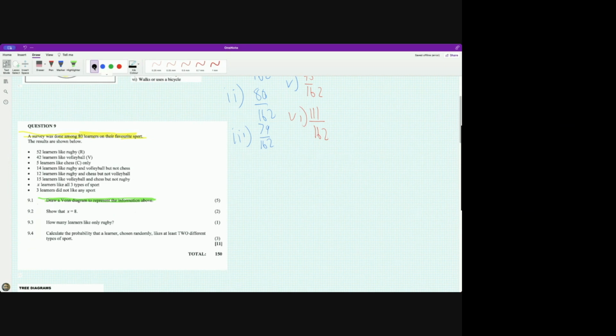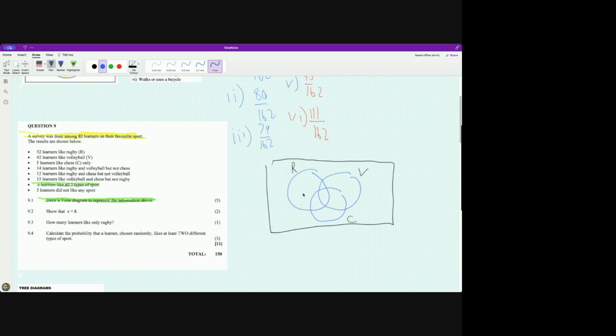And we're going to draw ourselves a Venn diagram here. Now, this is important. Ex-learners like all 3 types of sports. So we're going to have the interlocking circles. And I'm going to have R for rugby, V for volleyball, C for chess. And I'm going to put an X in the middle of all of these.